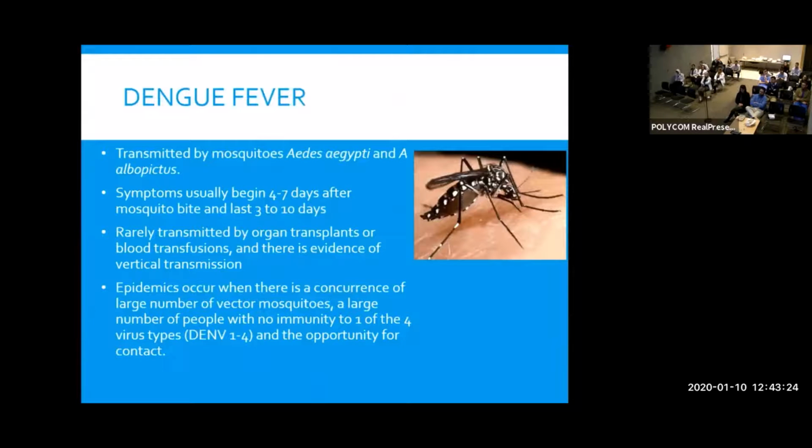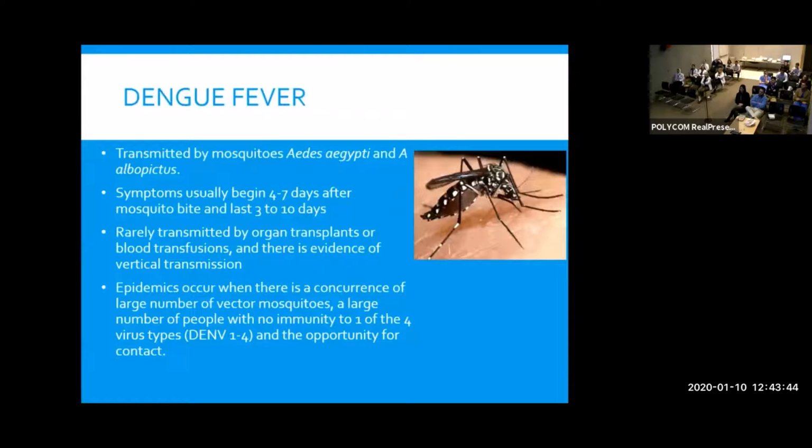There are some rare reports of transmission from organ transplant or blood transfusions, as with all of these tick and mosquito organisms, but those are rare and far between. And there is also evidence of vertical transmission, but usually it is an exposure to an infected mosquito.